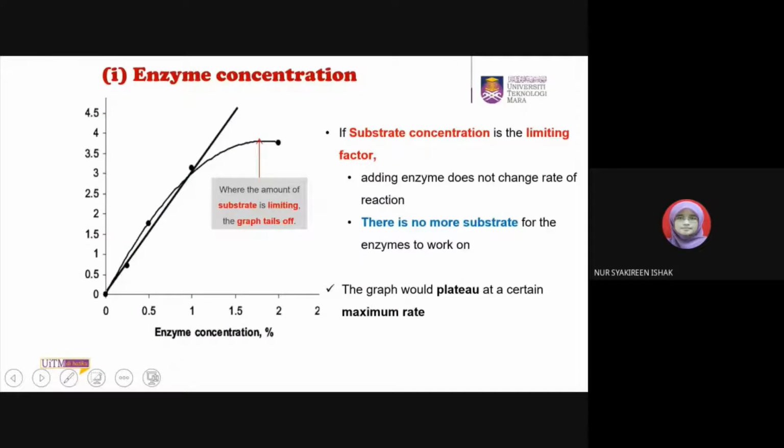But if the substrate is the limiting factor, you will get the second graph here. As you increase the enzyme concentration, but the substrate is the limiting factor, you have only a certain amount of substrate to be involved in the reaction. So the rate of reaction will reach its maximum rate. The graph would reach a plateau at a certain rate.